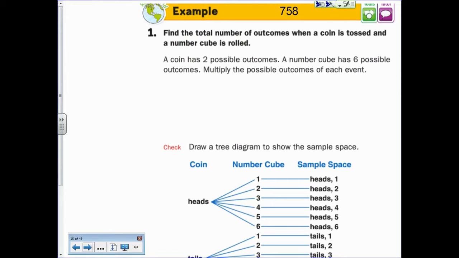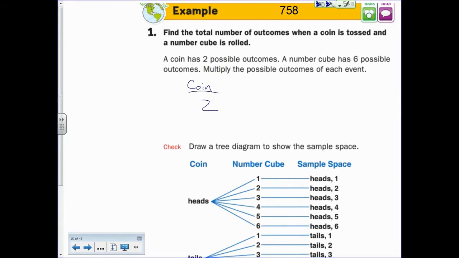Example 1. It says find the total number of outcomes when a coin is tossed and a number cube is rolled. Oh, there you go. That is what I just did. The total possible outcomes from a coin being tossed is 2. The total possible outcomes from a die or number cube being rolled is 6. If I multiply them together, then the sample space would have 12 total outcomes in it.